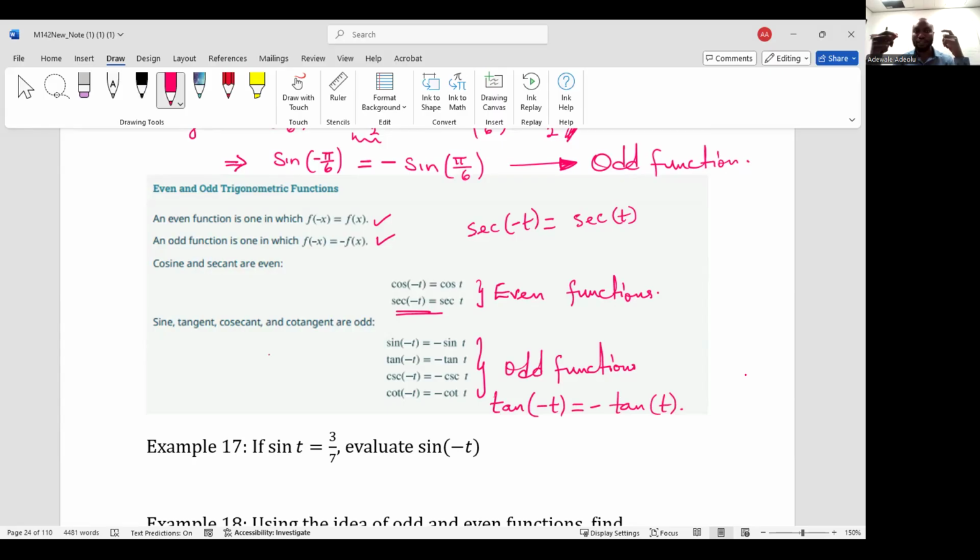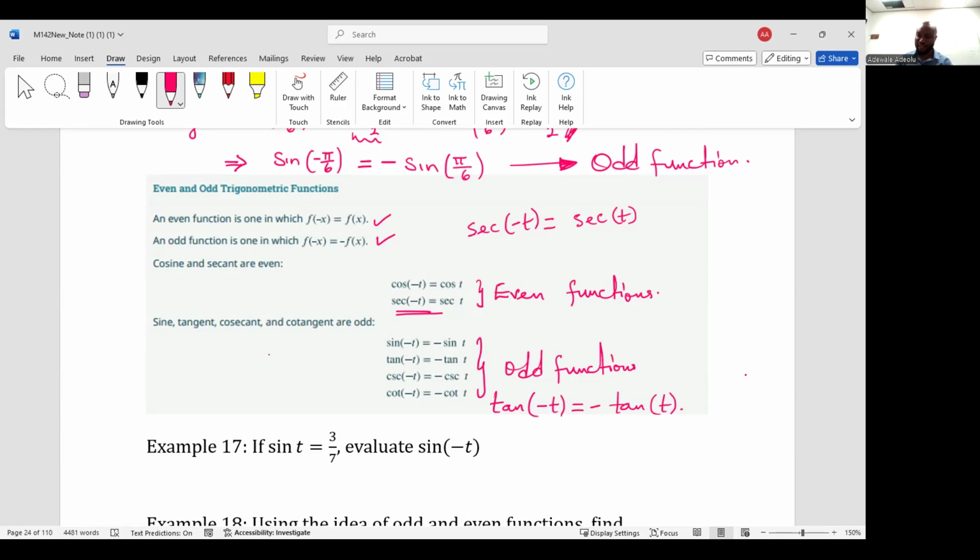Nothing to memorize there. Just know that sine is odd, cosine is even. And remember, secant is the reciprocal of cosine. So that makes secant an even function. Sine is odd, so the reciprocal of sine, which is cosecant, will be odd as well.